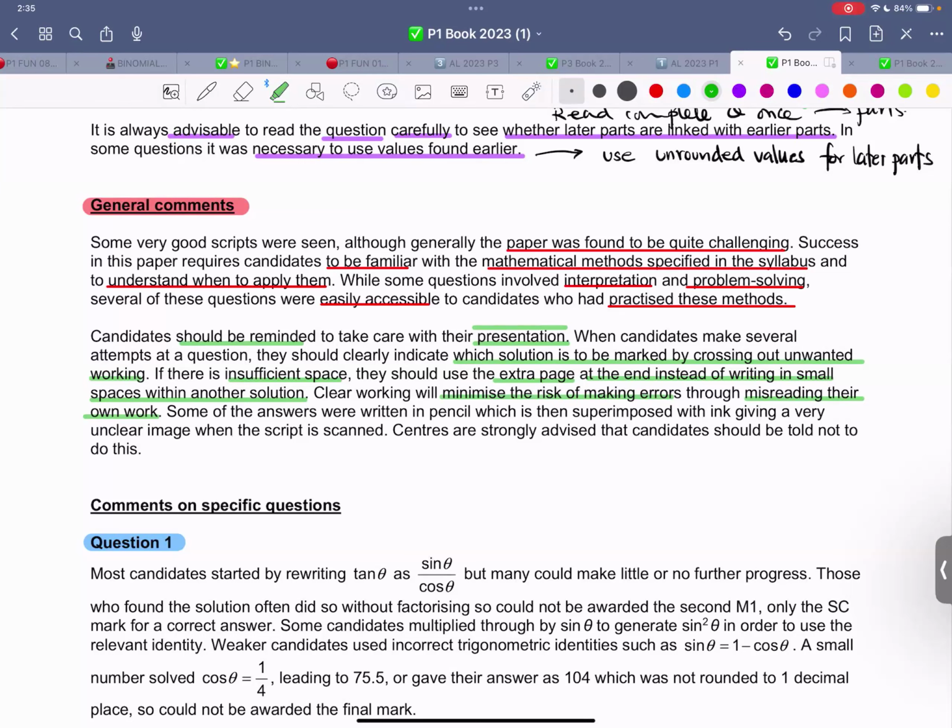Some of the answers were written in pencil, which I already talked about, which is then superimposed with ink, giving a very unclear image when the script is scanned. In other words, the examiner is telling you, if it's not scanned properly, you won't be getting the marks. So don't cry about it later on. Centers are strongly advised that candidates should be told not to do this, okay? I have told you many, many times, don't do it.